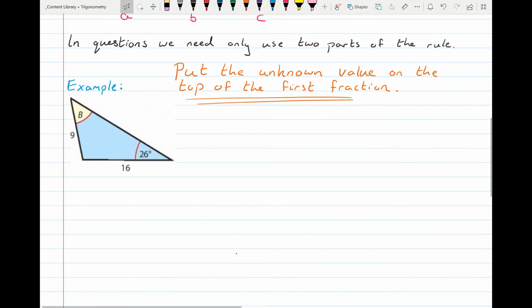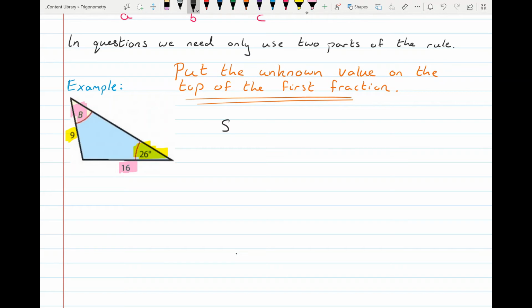Here's an example. The first thing we want to do is identify the angles and the sides opposite them. So my first angle here, 26 degrees, has a side opposite it of 9. My second angle, B, is an unknown angle and the side opposite is 16. Since I'm dealing with an unknown angle, I will be putting the angles on the top of the fractions.